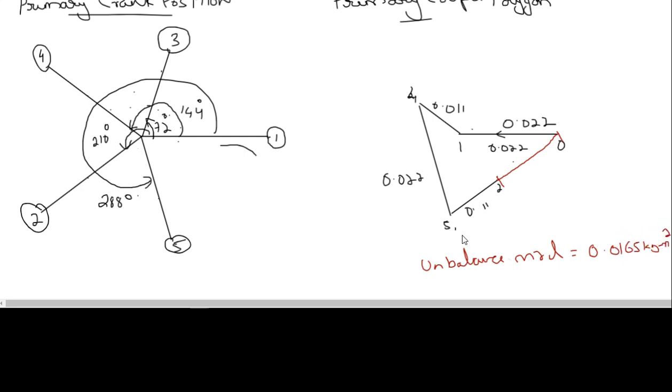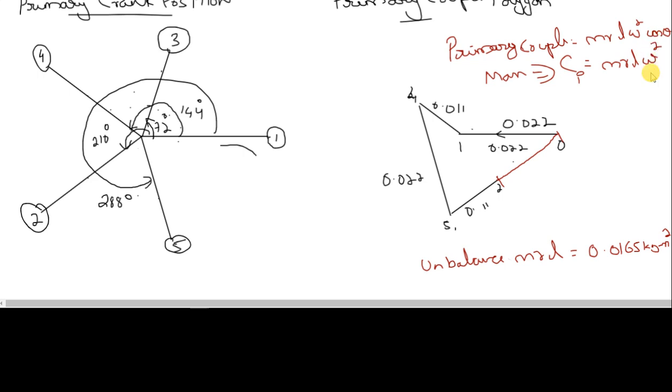But for the unbalanced couple, we know the primary unbalanced couple equation. Primary couple is MRL omega square cos theta. MRL omega square cos theta is the primary force, and multiplying that with length you will get the couple, and the maximum condition is cos theta equal to 1. So maximum couple CP, C for couple and P for primary, yesterday we have learned it, is MRL into omega square. That will be the maximum condition.